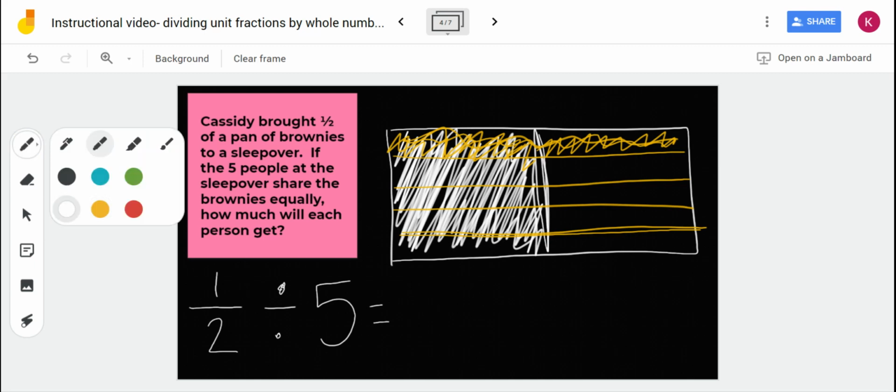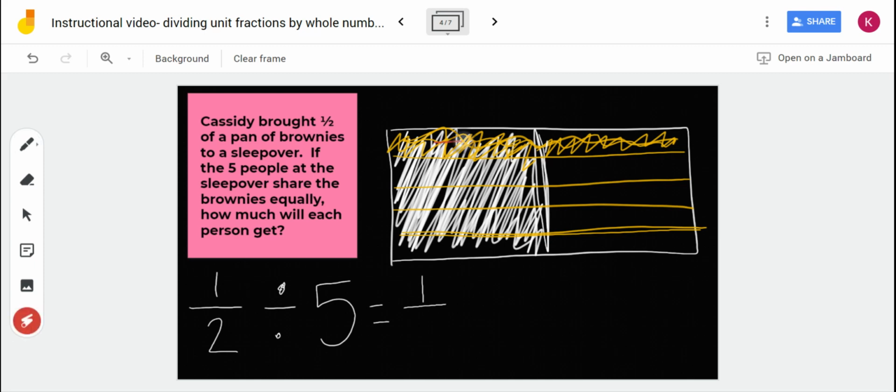So let's go back. I see that there's 1 section right here that is both white and yellow. So my numerator becomes 1. But now how many sections are in this pan total? Well, there's 1, 2, 3, 4, 5, 6, 7, 8, 9, 10. So that becomes my denominator. How much of the brownies, if they share them equally, how much will each person get? Each person will get 1/10 of the pan.